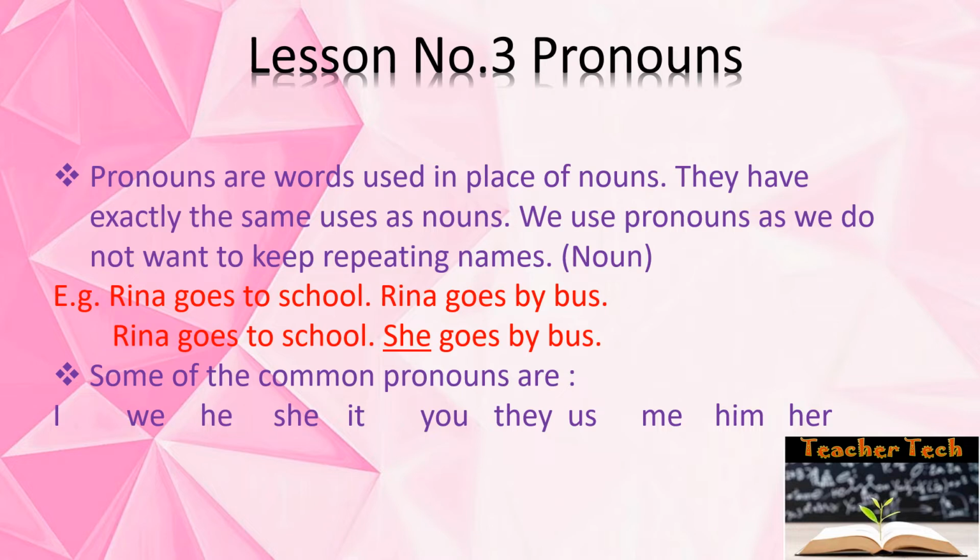Reena goes to school. Reena goes by bus. Here, Reena is repeated. So, in order to avoid the noun Reena, we are using the pronoun. Reena goes to school. She goes by bus. Some of the common pronouns are I, we, he, she, it, you, they, us, me, him, and her.